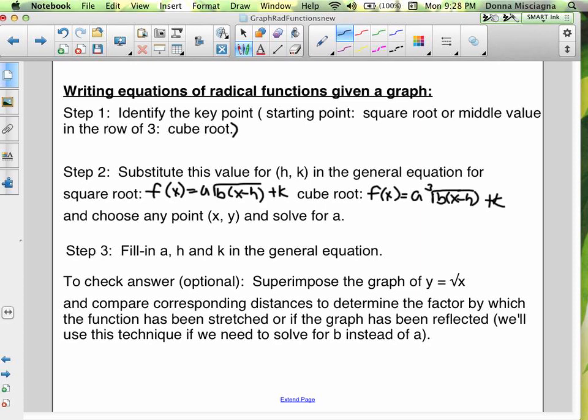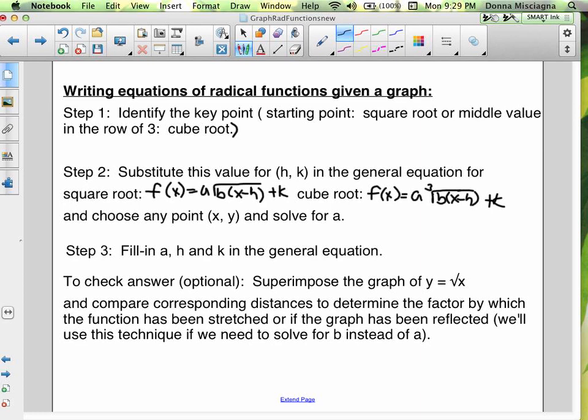All right, so that's the general form of our square root and cube root. And so we're going to be solving for a, right? And I will tell you when you might be solving for b. All right, so once you found a, and I do want you to solve for it, once you find a, you can fill in a, h, and k in the general equation. You can fill in b too, but b is going to be 1 most of the time.